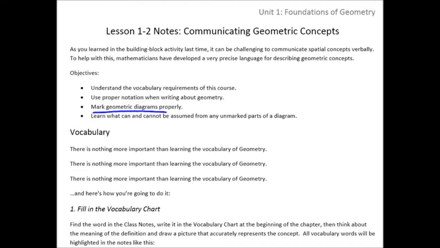In addition, we're going to learn to draw proper diagrams using the conventions that will help everyone else to understand what you're trying to get across, especially your teacher. And we'll also learn how to parse through what you can assume from a diagram that I present to you or that you see.